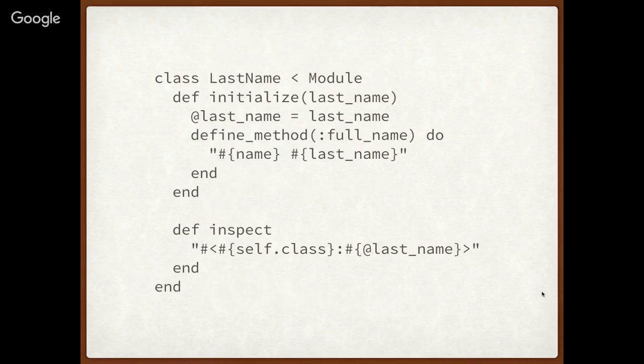But let's say I take that same LastName module and I initialize it with last_name. I keep that last_name variable around, and I decide, maybe I want to also define an inspect. So whenever this thing comes up, like in an ancestor chain or something, it will tell me a little something about itself.